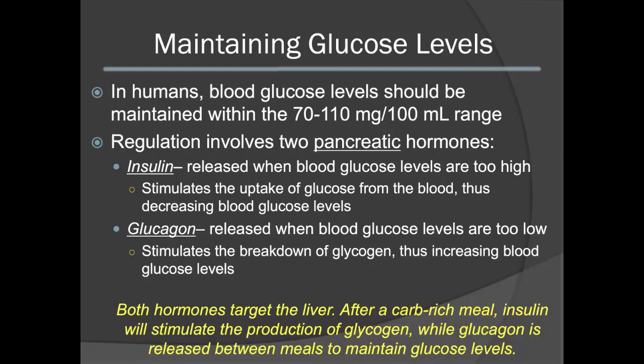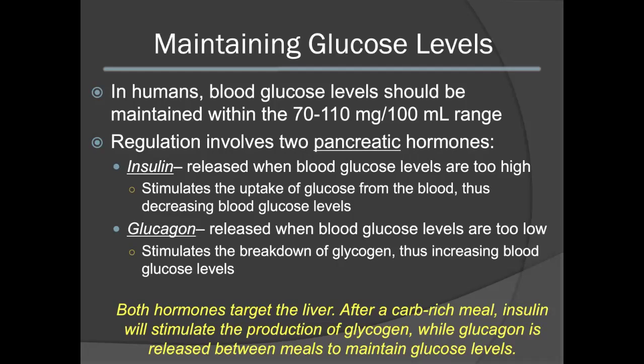The regulation of glucose levels typically involves two main pancreatic hormones, insulin and glucagon. Insulin is the hormone that is released when blood glucose levels go too high. The release of insulin will stimulate the uptake of glucose from the blood, thus decreasing the blood glucose levels. Glucagon works the other way. When glucagon is released, blood glucose levels will rise. This is because glucagon is typically released if blood glucose levels fall below the desired range. This will stimulate the breakdown of glycogen, releasing the glucose into the bloodstream.